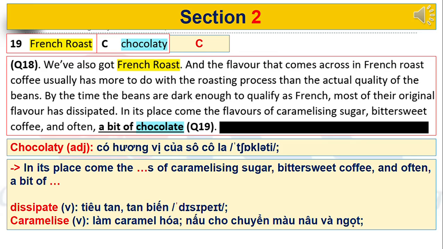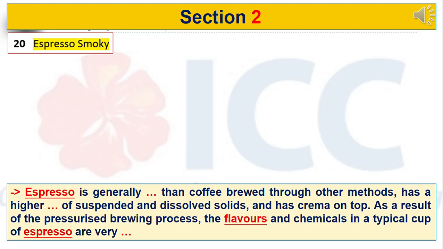And finally, espresso. That is, coffee brewed by forcing a small amount of nearly boiling water under pressure through finely ground coffee beans. Espresso is generally thicker than coffee brewed through other methods, has a higher concentration of suspended and dissolved solids, and has crema on top.